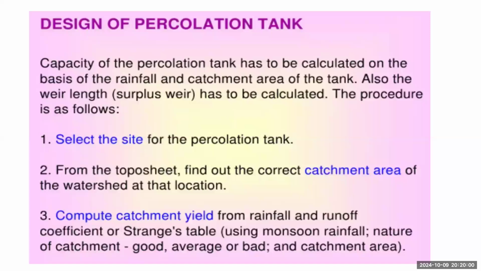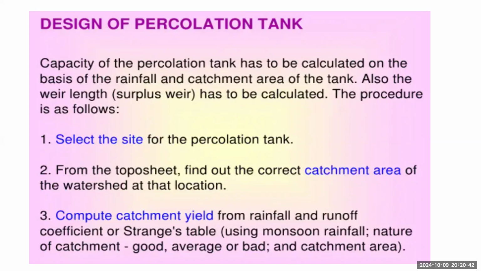Now we are going to discuss how the percolation tank is designed. In the design of a percolation tank, the first point is the selection of site. As we have discussed, a second, third or fourth order stream is selected as a site for the percolation tank. Its location should be at the foot of the hill so that it has a good command area. It should also have a good catchment area so that the water will be gathered behind this earthen tank.